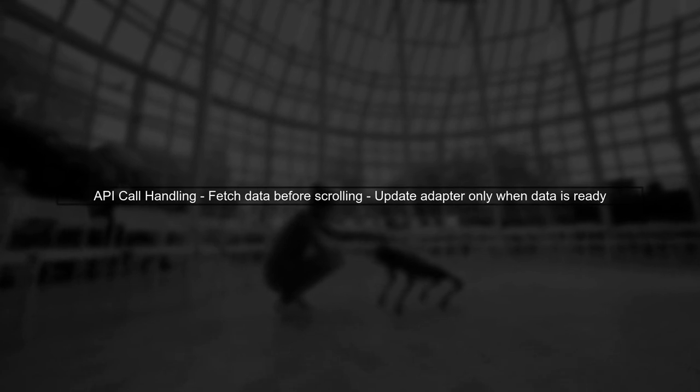Next, check your API calls. If you're fetching data while scrolling, make sure to handle the response properly and update the adapter only when the data is ready. Finally, consider implementing a loading state or a placeholder while data is being fetched. This will help prevent the recycler view from trying to access data that isn't available yet.